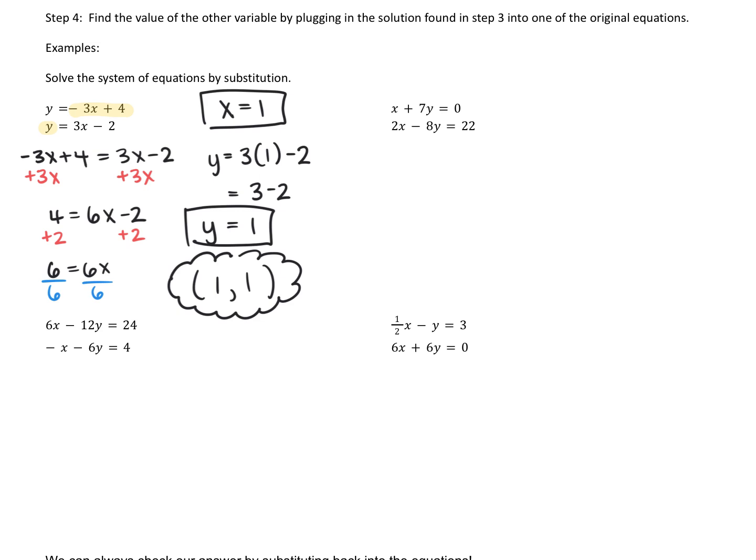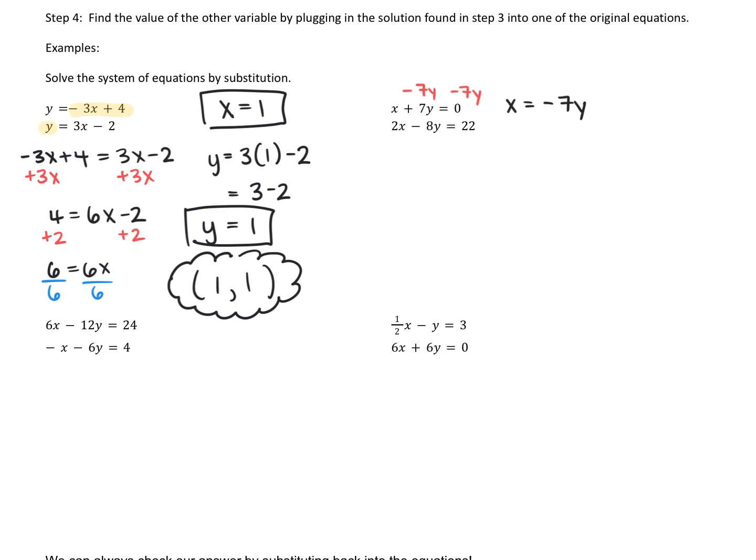Our second example has x plus 7y equals 0 and 2x minus 8y equals 22. So when you have a system and one of the variables isn't already isolated and you're trying to figure out which variable do I isolate in which equation, I always look for a variable that's already just x or y and get it by itself. So in my first equation, I have an x. So I'm going to get that by itself by subtracting 7y from both sides. And we end up with x equals negative 7y because 0 minus 7y is negative 7y.